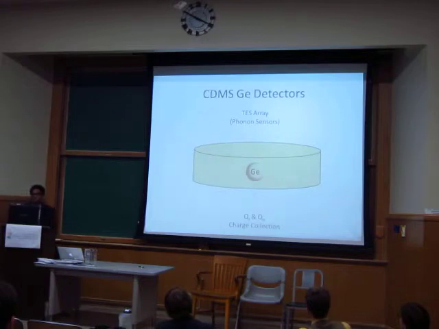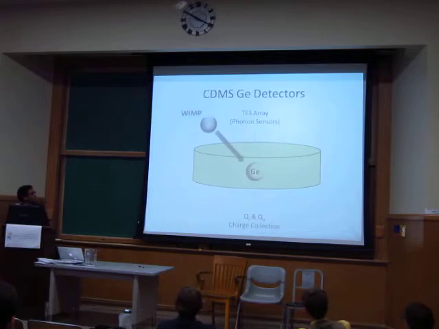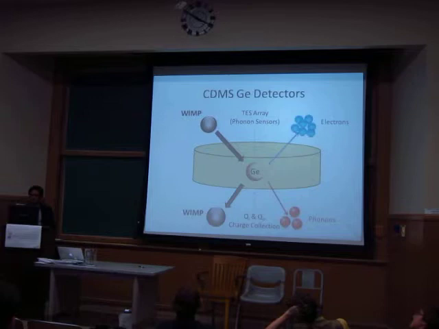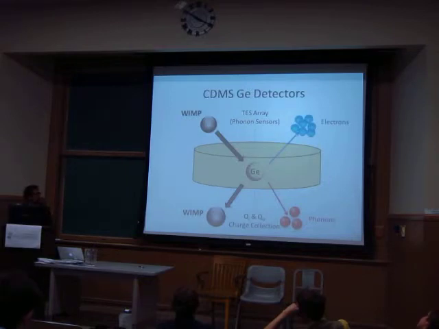Okay, so this is what we do. We have these germanium detectors, these little hockey puck kind of things. On the flat surfaces, we have different sensors looking for different kinds of things. So this is the picture of what happens. The WIMP comes in and interacts with the germanium nucleus site. It bounces out, and that interaction causes other things to be emitted, such as electrons or phonons. I've put on the top and the bottom what we use to collect these different signals. We use TES arrays to collect the phonon signals, and then we have these conductors on the bottom and on the top to collect the charge, the electrons that are emitted also.